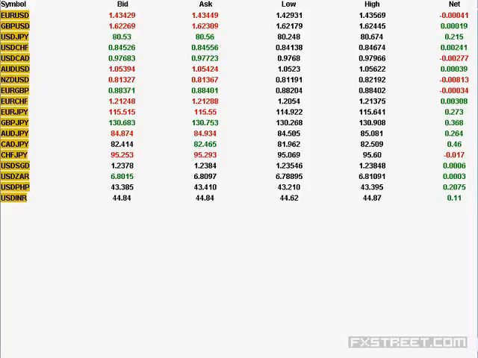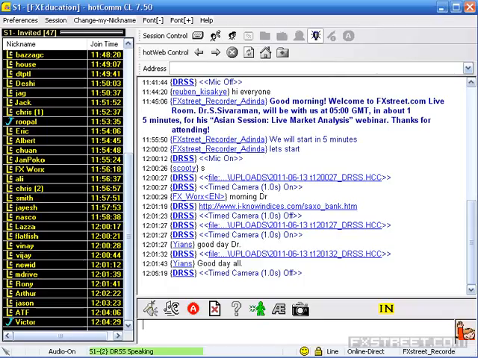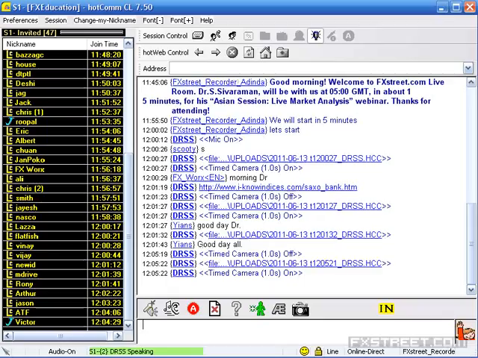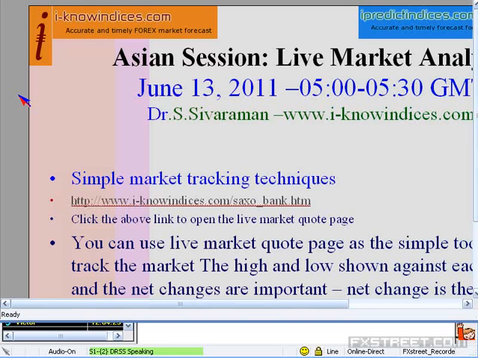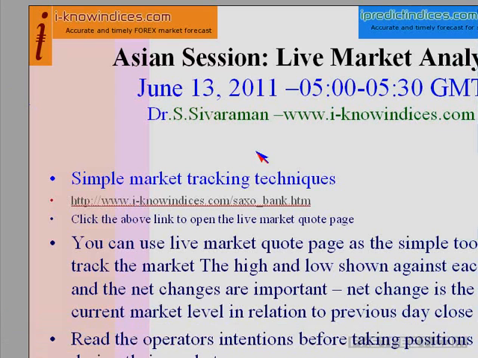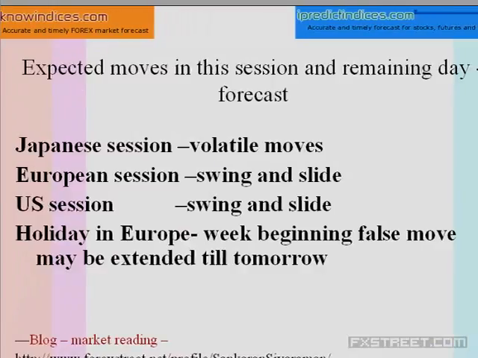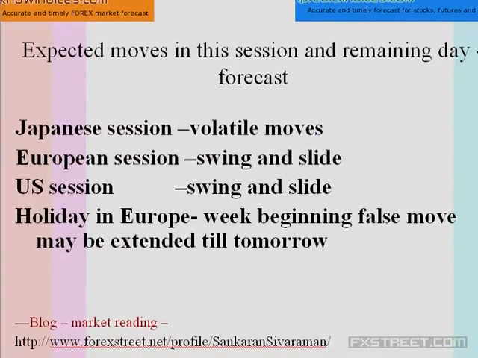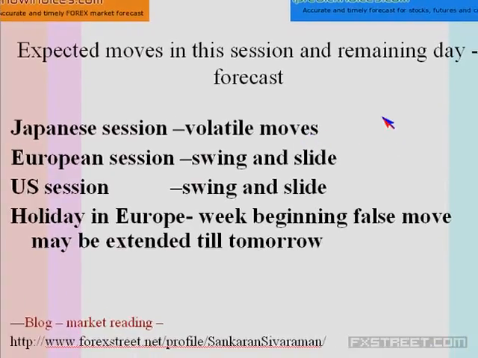So let us see what are the expected moves for today and also in this particular week. During the Japanese session, a little bit of volatile moves are expected. That's why they made a downward move quickly and then an upward move and then held it. And towards close, again, they may make some little bit of volatile moves. No specific direction could be set. Then during the European session, swing and slide moves are expected. Also during the US session.